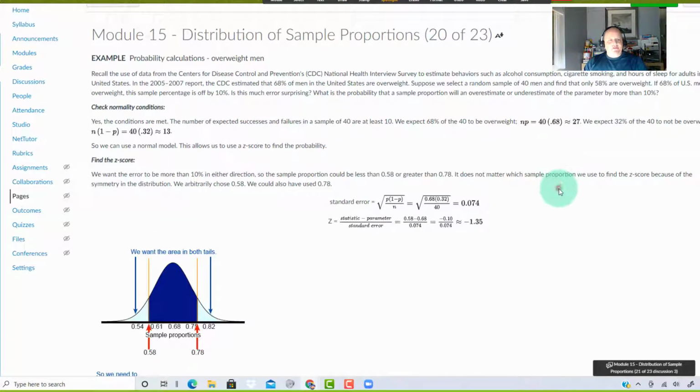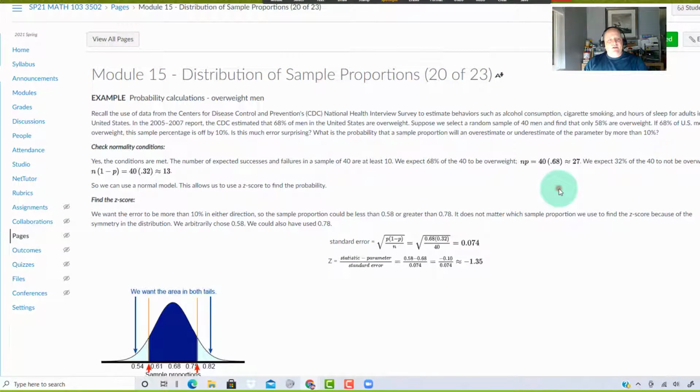The last piece is really talking a little bit about how error plays a role in this. Remember, we might expect to have a little bit of error because our sample isn't perfect. And so let's take a look at this. This is part 20 of 23.